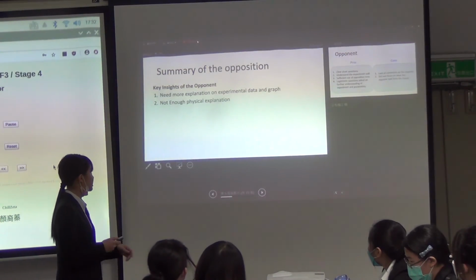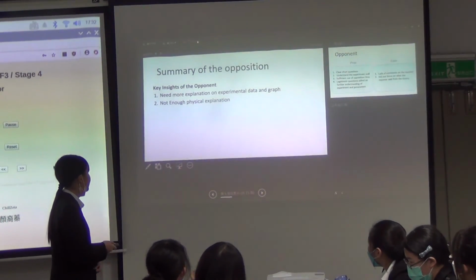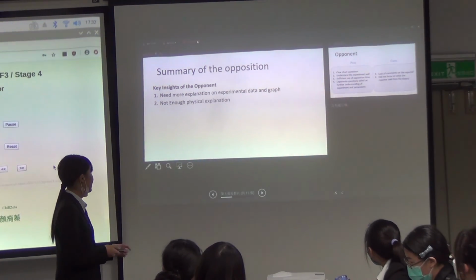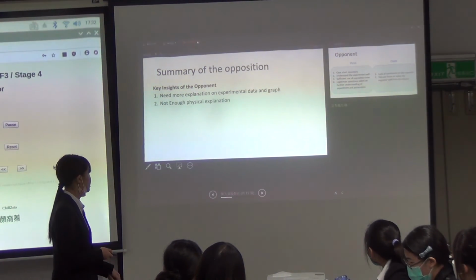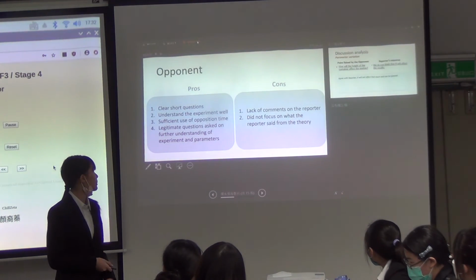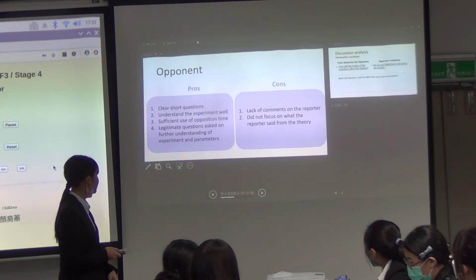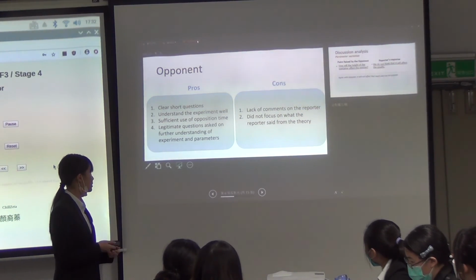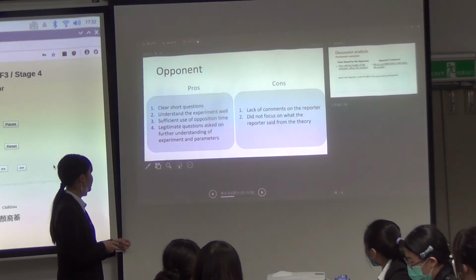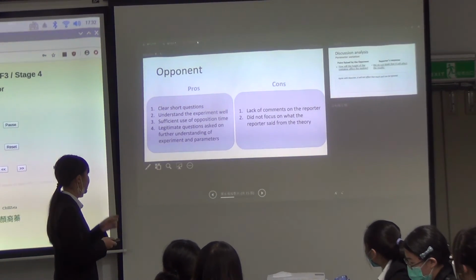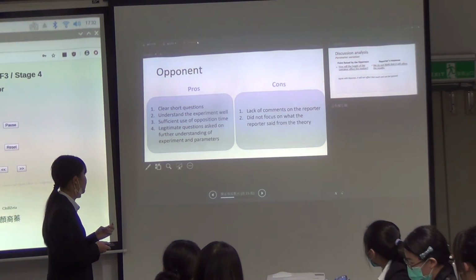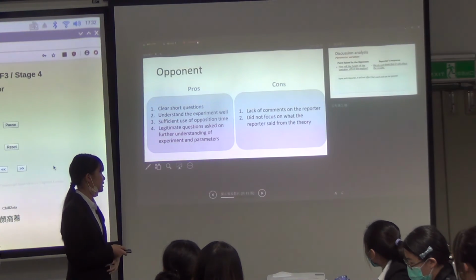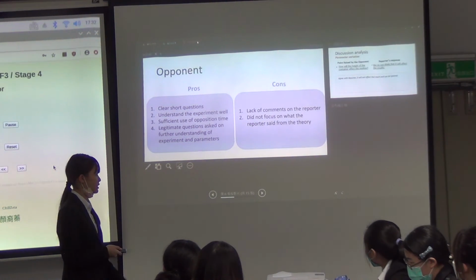And here's a summary for the opponents. They need more explanation on the experimental data and they don't have enough physical explanation. And for the pros and cons for the opponents, they have clear questions and understand the experiment well, and they make sufficient use of the discussion time, and their questions are legitimate, based on further understanding of the experiment and parameters. And for the cons, they lack comments on the report and did not focus on what the reporter said about the theory.